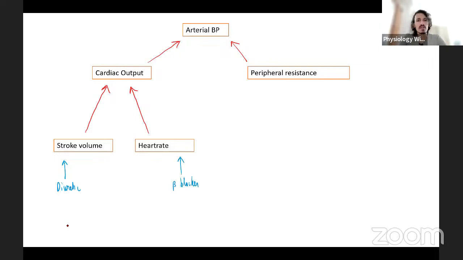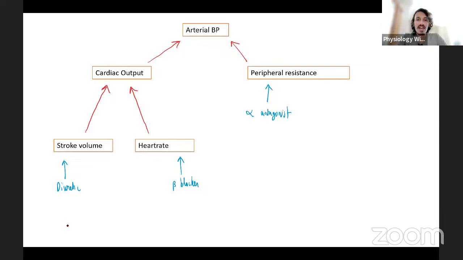Then we can use beta blockers. Beta blockers, what do they do? They ultimately reduce the heart rate. Beta agonists will increase the heart rate. Beta blockers reduce the heart rate and in turn reduce the cardiac output. Beta blockers can also reduce the stroke volume slightly.